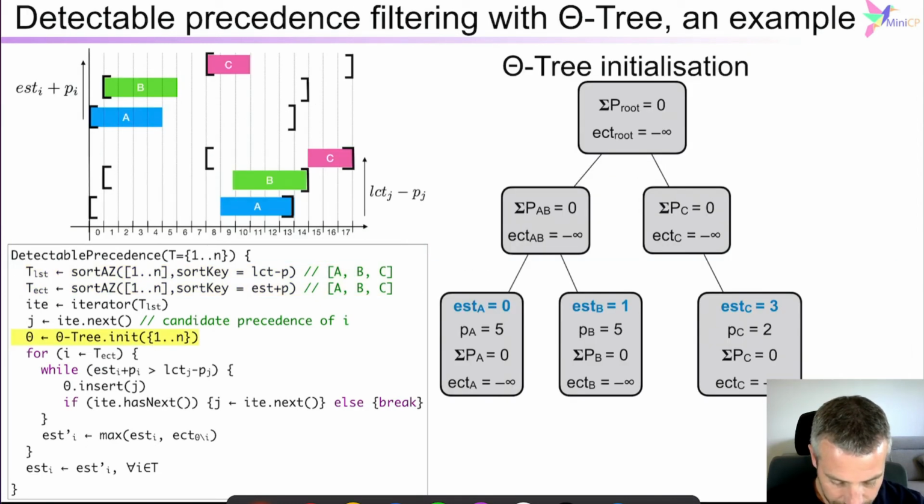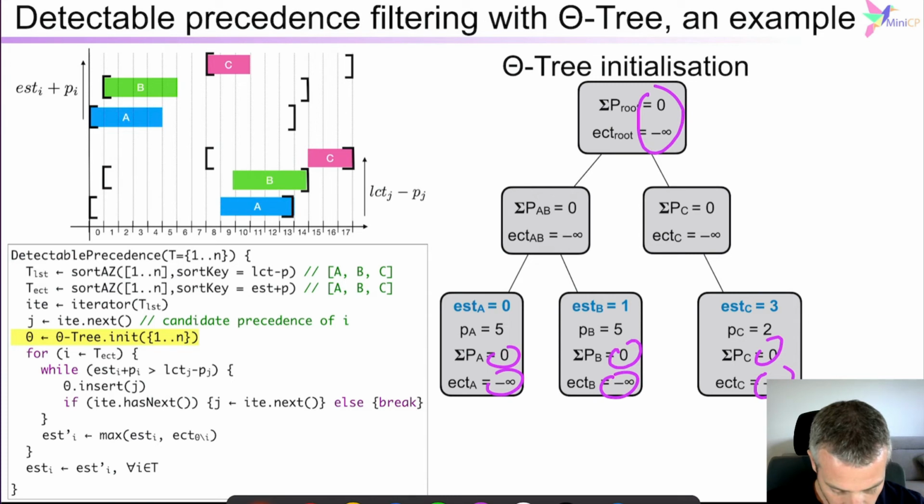So we start by the initialization of the theta tree. So I represent the activities in gray to make sure that you see that the theta tree is empty. Okay, so we have the 3 activities in the theta tree, but we put -infinity for the earliest completion time and 0 for the processing time to make sure that they do not impact the earliest completion time at the root node as well.